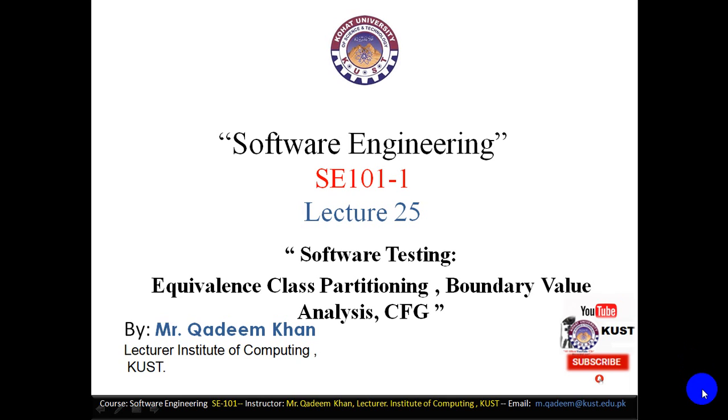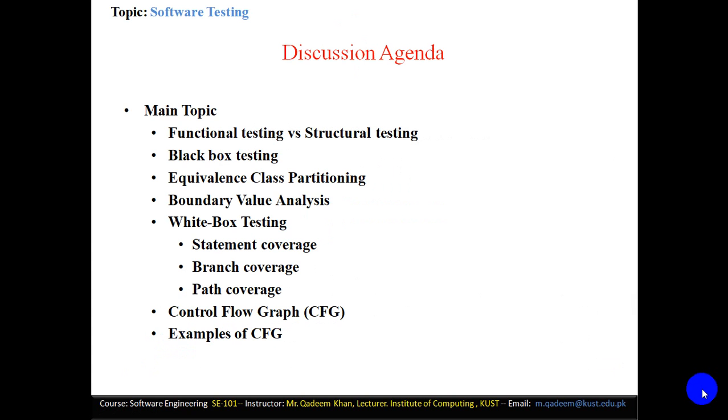Today we will take lecture number 25 of the subject of software engineering, in which we will discuss software testing. In software testing, we will discuss equivalence class partitioning, boundary value analysis and the control flow graph. CFG is very important because it is the core of software testing and it gives us the exact number of test cases to be developed for testing. So that's why this topic is very important.